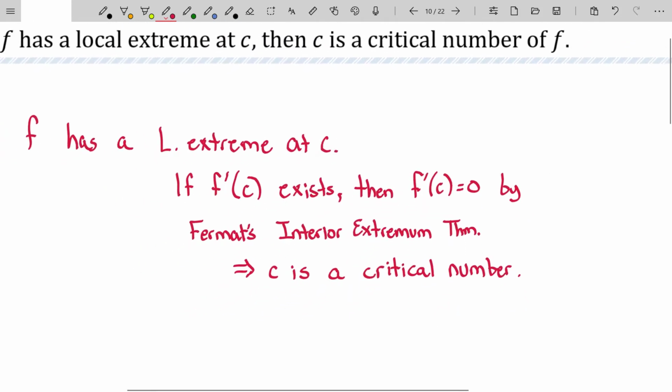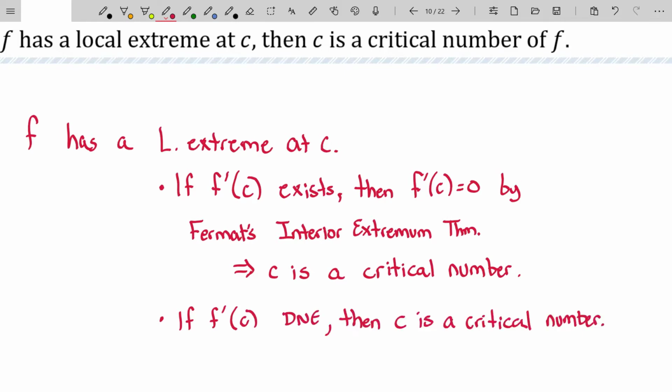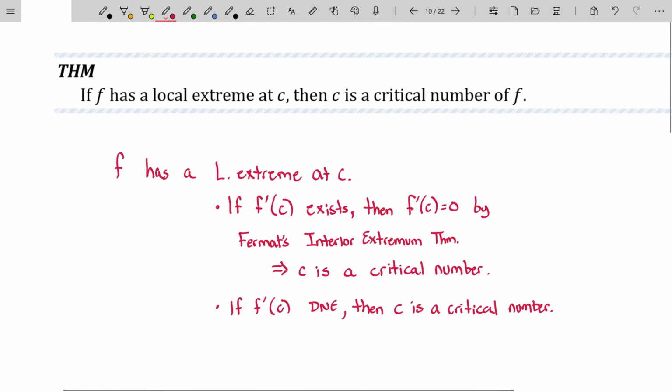Well, it's binary: either the derivative exists or it doesn't. If f prime at c doesn't exist, then by definition, c is a critical number. There you go, we've proved it, actually. That happened very quickly. I wasn't considering proving that, which is why I didn't have the little proof marker there, but it just fell out very quickly. So, having a local extreme at c means that c must be a critical number.